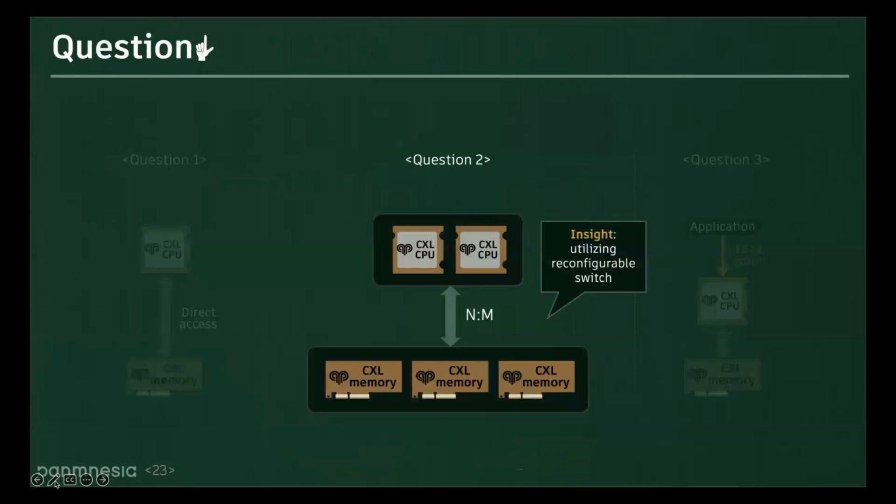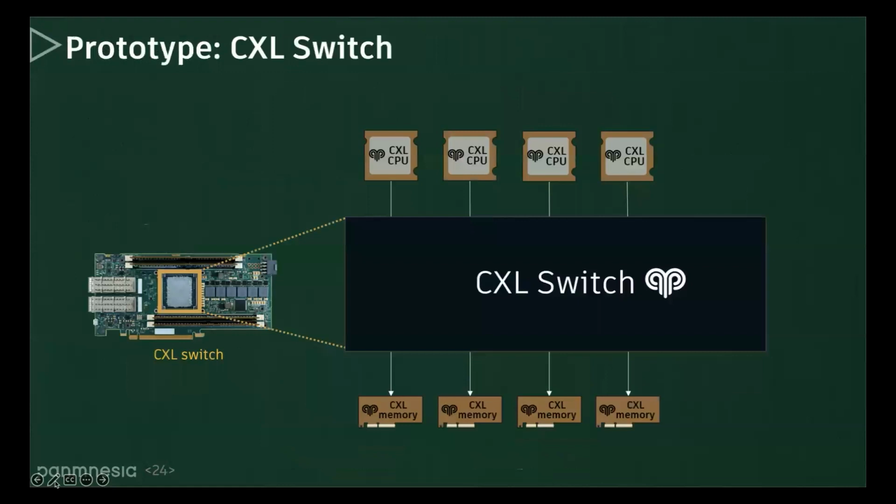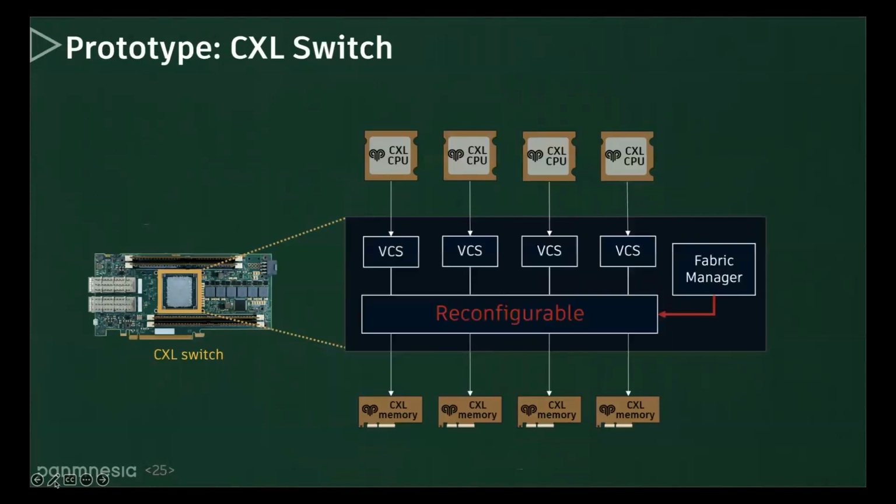To realize memory disaggregation, Direct CXL implements a configurable switch, which supports multiple CXL CPUs and CXL memory devices. Our CXL switch uses the same hardware platform as the CXL CPU, and it supports 4 CXL CPUs and 4 CXL memory devices. The CXL switch includes a reconfigurable crossbar, so the connection among CXL CPUs and CXL memory devices can be changed. Users can configure the crossbar through the Fabric Manager.